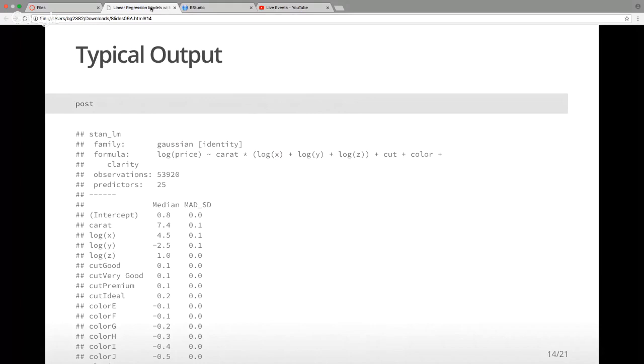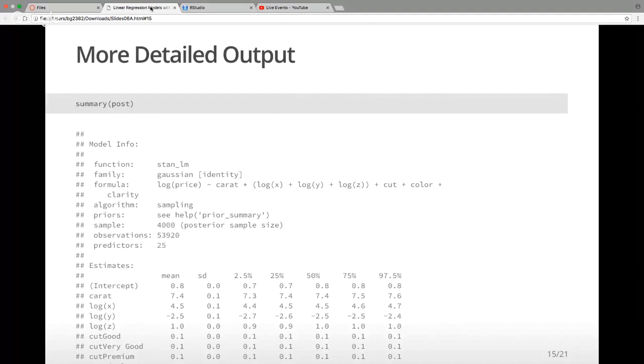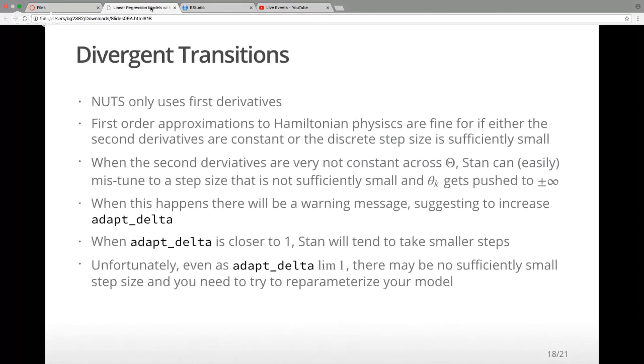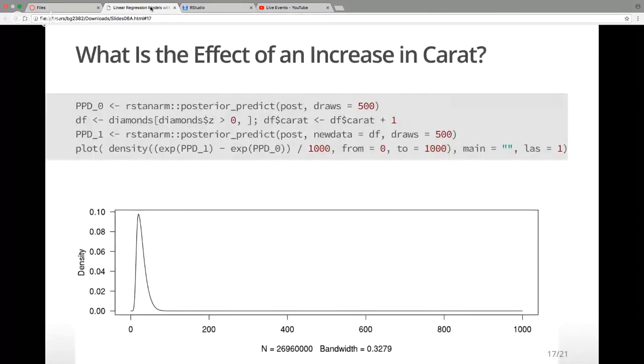Okay, we're running out of time, so I'll just tell you the answer. The answer is you don't figure it out from this. You figure it out by going back to your generative model and working out the scenario that you're interested in. So you call posterior predict, give it the object that we created, say we want 500 draws from the posterior prediction of log price given the predictors as they are.